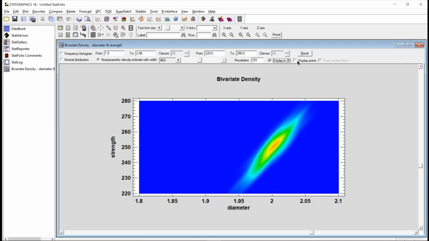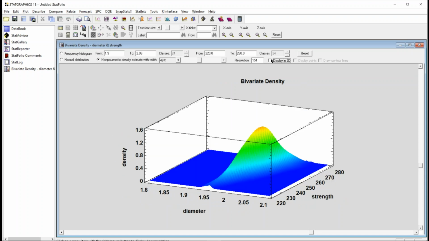I can also ask to display the individual observations on top of the density function. And you can see that the density estimate, the contours here, do a pretty good job of estimating where there are a lot of points, where there are not so many points. Okay, well, let's go back to my 3D plot. That is a non-parametric estimate. It's basically a smooth version of that histogram.